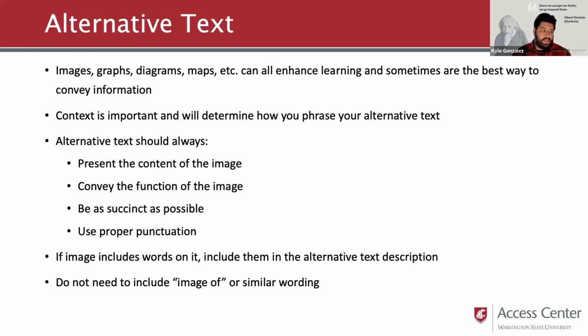If the image includes words on it, such as a promotional flyer or something like that, you want to include those words, or at least the important information, in your alt text description. So if it's an event, you want to make sure you include the date, time, and place. And again, like with hyperlinks, you don't want to include "image of" or similar wording in your alt text, because the screen reader is already going to prompt the user that that's what it is.